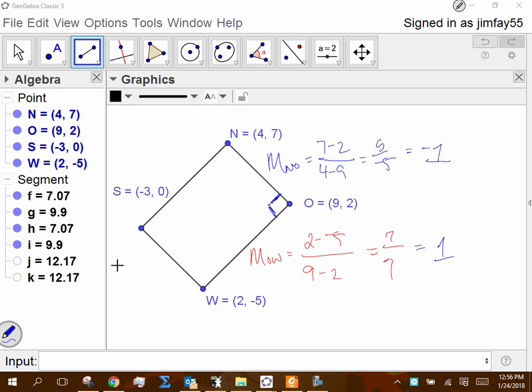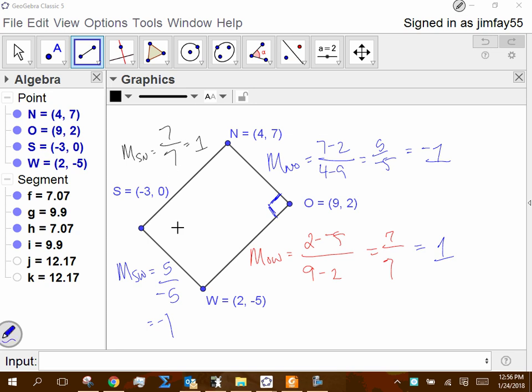So I would find the slope of SW. The slope now of SW would be 0 minus negative 5. So that's 5. And then negative 3 minus 2 gives me negative 5, right? So that slope is negative 1. And now I'm going to find the slope of SN. And then that gives me 7 minus 0 is 7. And 4 minus negative 3 is 7 as well. And that gives me 1. Does that make sense? Okay.